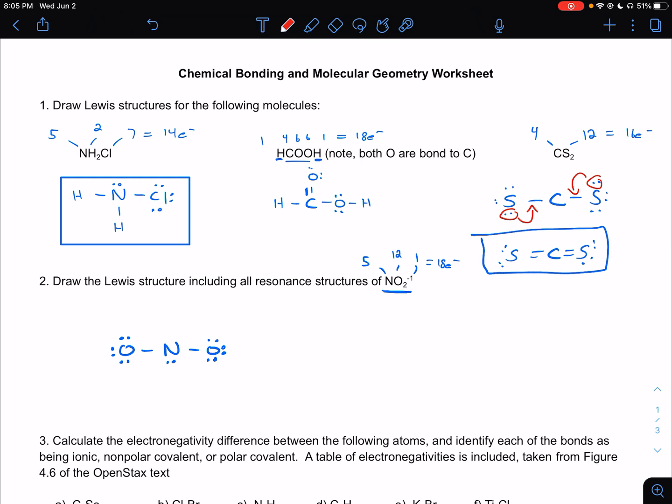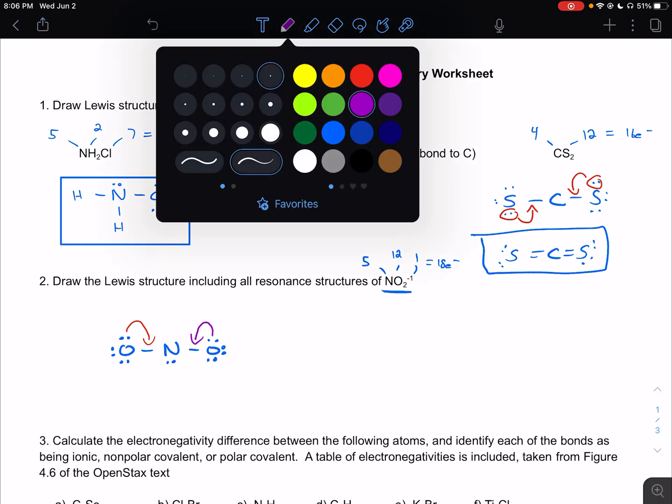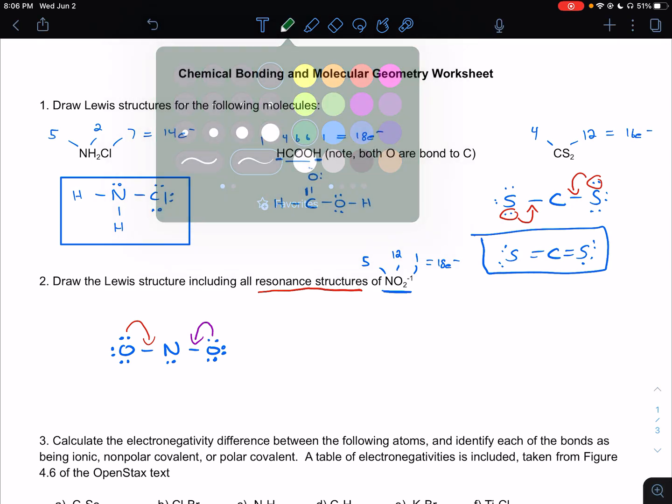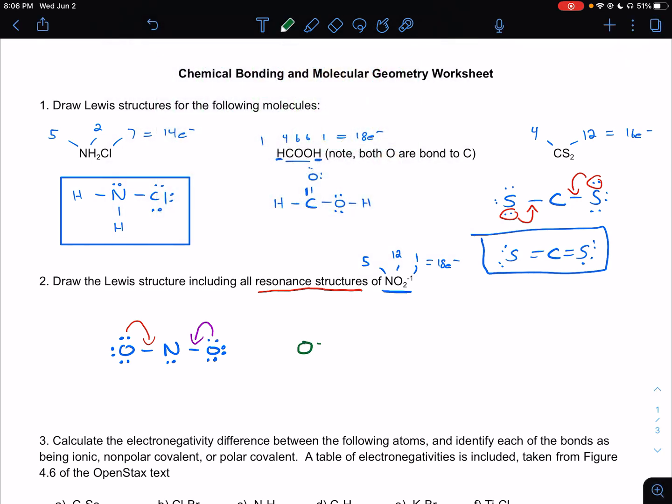One of the things to notice is we could take electrons from this oxygen and push them to make a double bond, or we could push electrons from the right oxygen to form a double bond. Now notice the fact that I can do this from 2 different oxygens that are equivalent is a big hint that we're going to have resonance structures. So I'm going to redraw this with a double bond, and I'm going to start off with that double bond from my left oxygen.